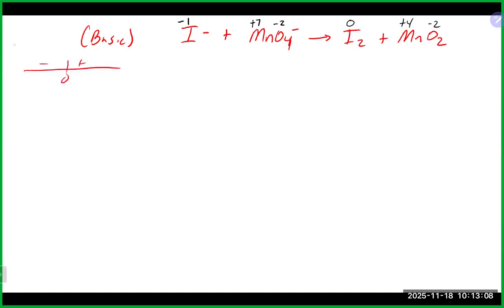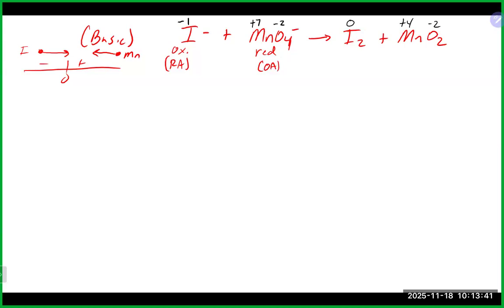For the iodine, it's starting at -1, which would be over here, and ending at 0. So the I is definitely being oxidized. That means by default, this guy is going through reduction, and we see that because the Mn is starting at +7, which is over here, and ending at +4, which is moving in the negative direction. So it's being reduced. That means in this case, the I- is our reducing agent. The MnO4 is our oxidizing agent.